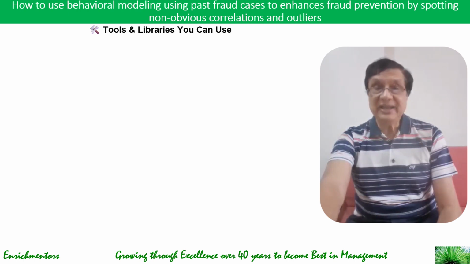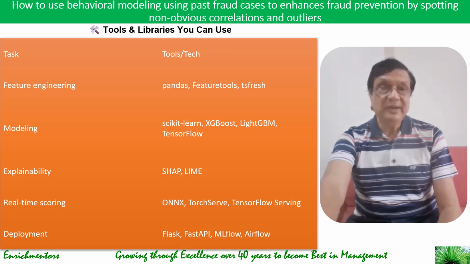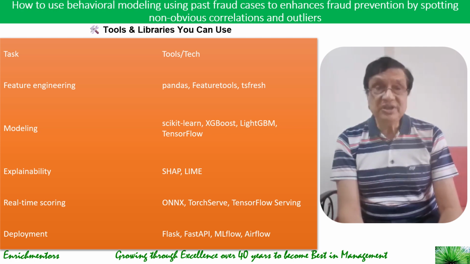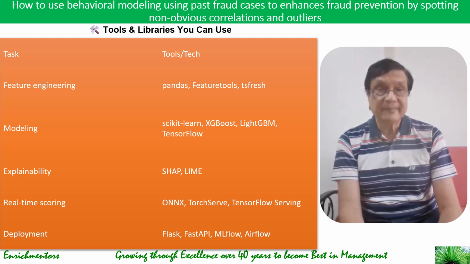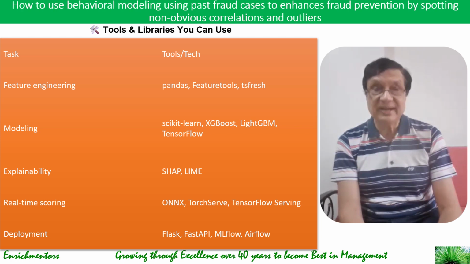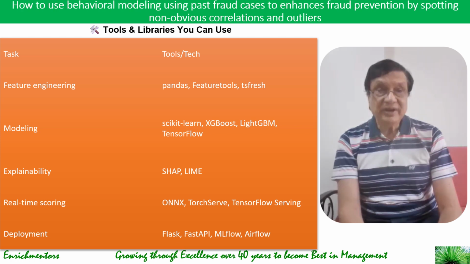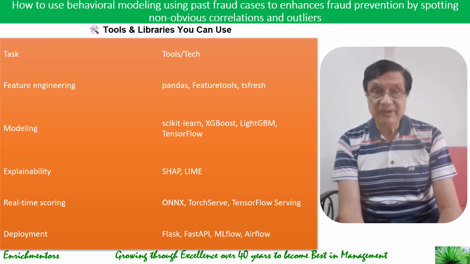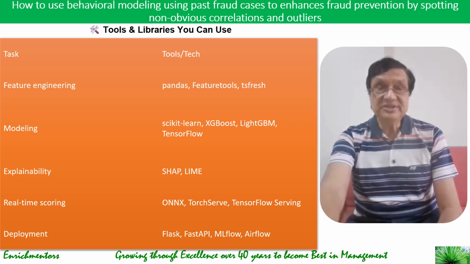Now, what are the tools and libraries you can use? Let's take a look at them. For feature engineering, you can use Pandas, Featuretools, and tsfresh. For modeling, Scikit-learn, XGBoost, LightGBM, TensorFlow. For explainability, you can use SHAP and LIME. For real-time scoring, you can use ONNX, TorchServe, and TensorFlow Serving. And for deployment, you can use Flask, FastAPI, MLflow, and Airflow. So these are some of the tools and libraries that you can use.